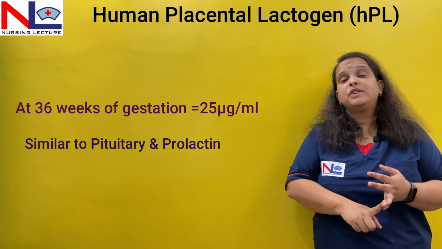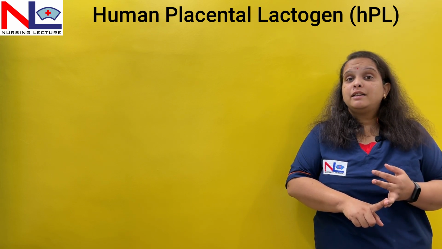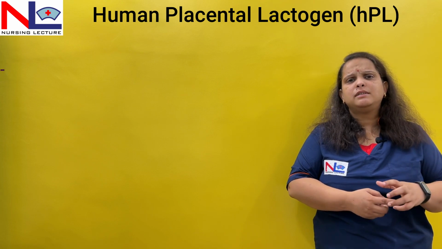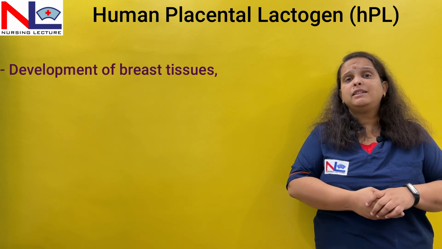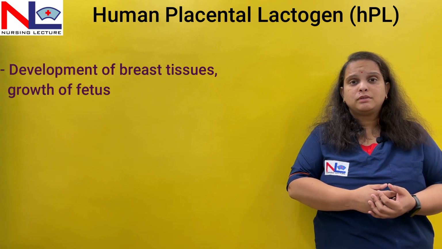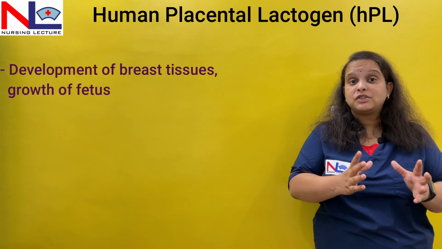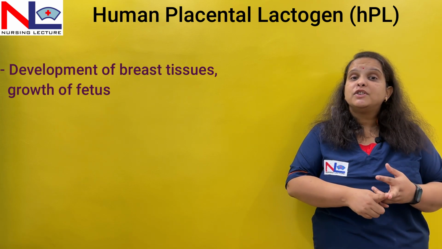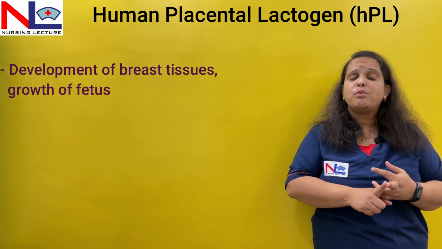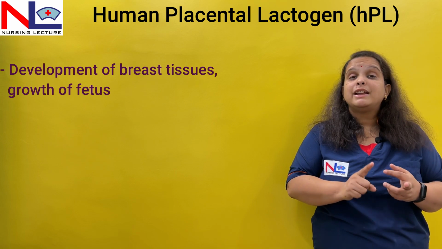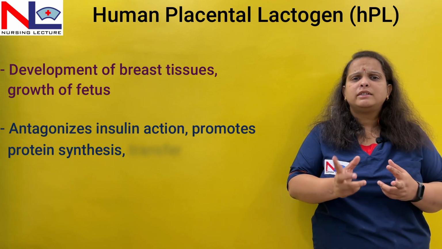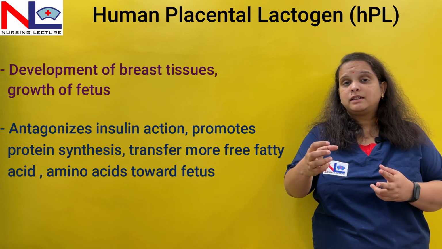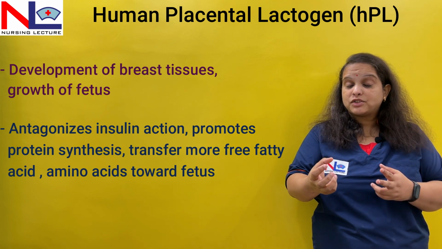So the important functions of HPL are, as it is similar to the pituitary gland hormone prolactin, it helps in the growth and development of breast tissues, which is essential for lactation as the pregnancy terminates. And another very important function is that it has an anti-insulin or diabetogenic property, because whatever the insulin does, it opposes its action.